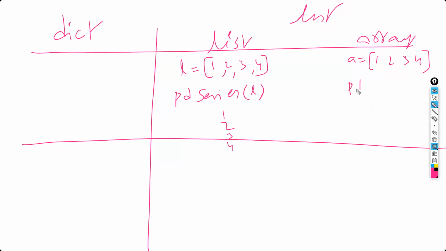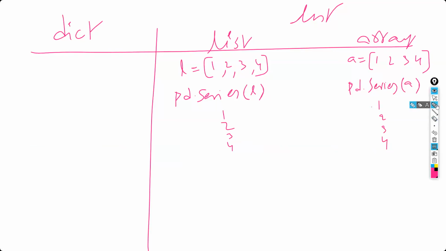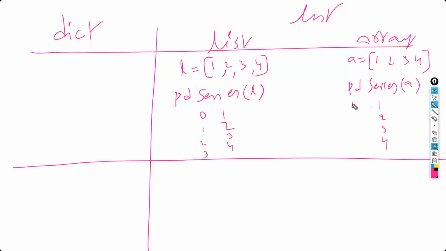Now pd.Series of A. Values are stored 1, 2, 3, 4 like this. Okay, up to here, okay? Now, what about the index names? For the index names, what is it going to select? By default, it will select 0, 1, 2, 3 as the index names.